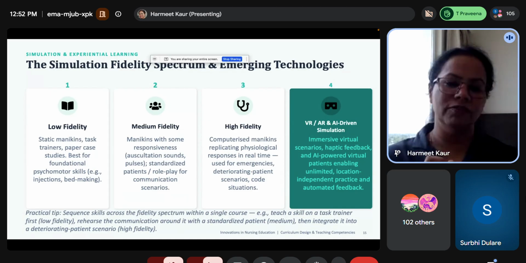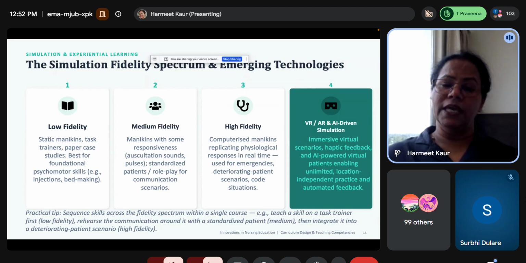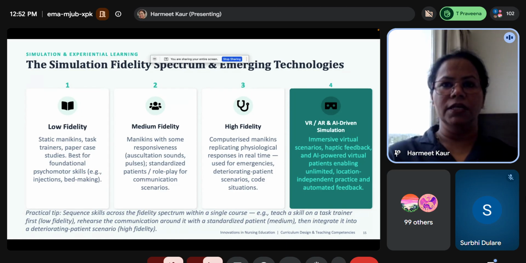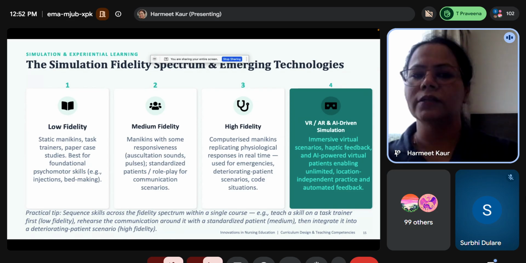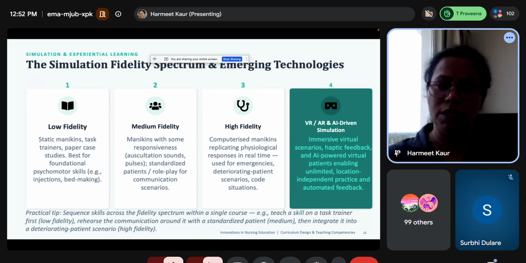Like for example, how to give an injection, how to do bed making, but do it in a case scenario form. This is a patient with diabetes. He has been prescribed this medication. You are supposed to give this medication. Now let the student read that scenario. Let the student do that on that static mannequin, on the task trainer, and let him include each and every step, which includes communication also, which includes your clinical skill also. That is a low fidelity simulation. Okay.